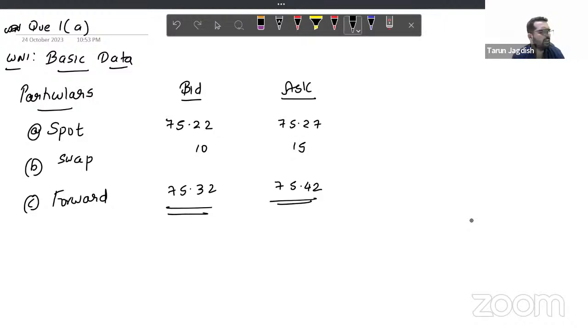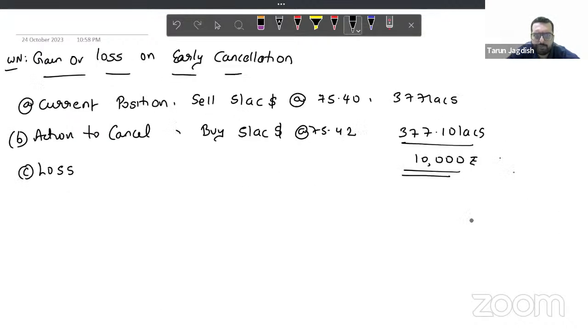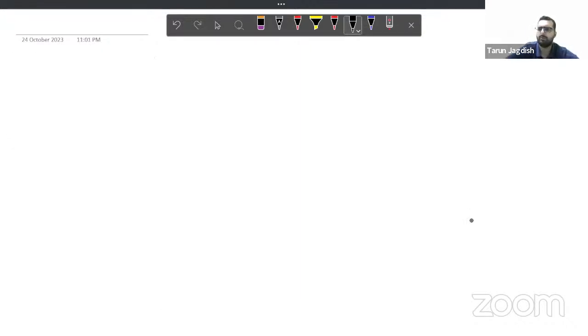Agreed rate of 83.1. Bank will buy. Let's draw a bank diagram also, friends, to understand this better. So you have a customer over here. Assume this is the customer.